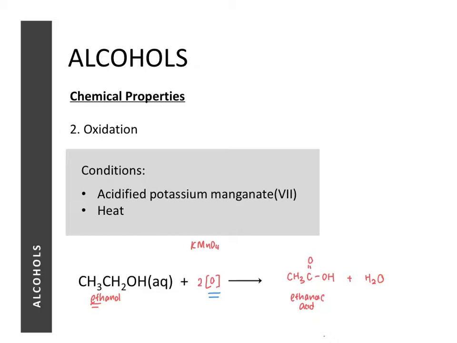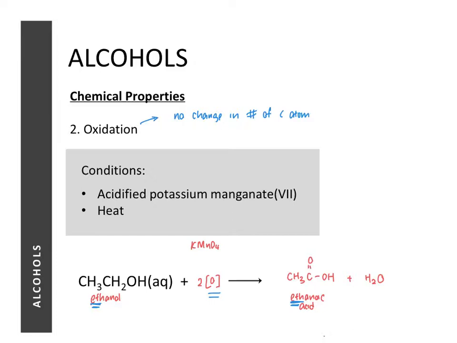Then the next very important thing to remember is that when you oxidize an alcohol, you will get the corresponding acid. So, at least in the O levels, when oxidizing an alcohol, there will be no change in the number of carbon atoms. Okay, so if you remember this, it will serve you well in some questions. When you oxidize an alcohol, there is no change in the carbon atoms.